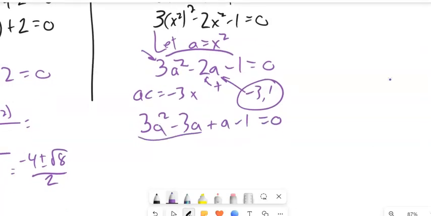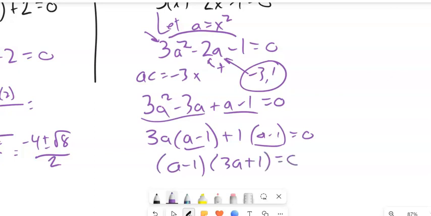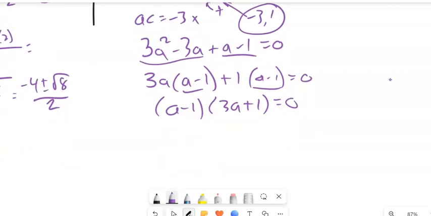I can factor out a 3a from the first two terms. And in the second two terms, there's nothing to factor out, it looks like. How about I factor out a 1? So now I can factor out that a minus 1. So if I think about the zero product property, what makes this a 0? Positive 1. Set this equal to 0, subtract 1, divided by 3, negative 1/3. So a is equal to those things.